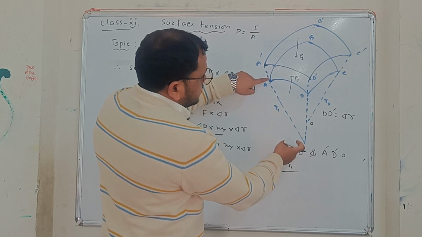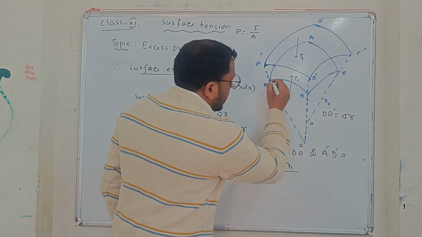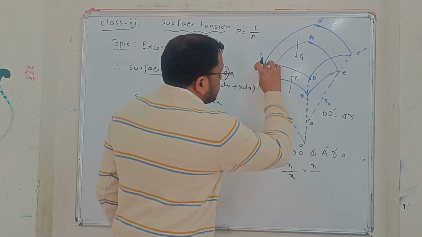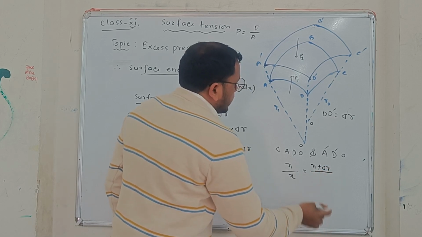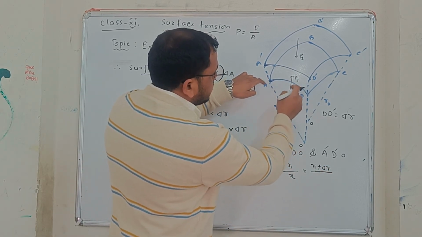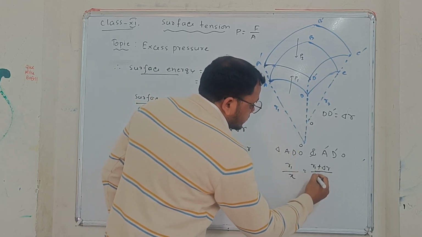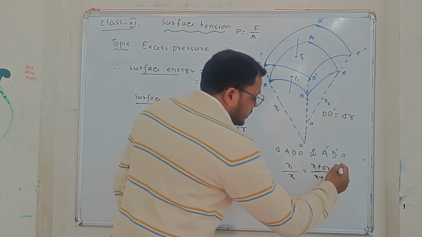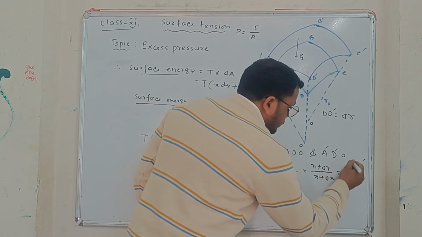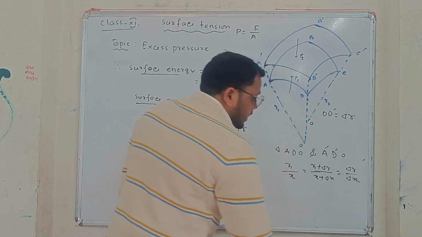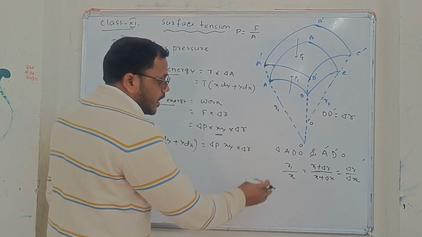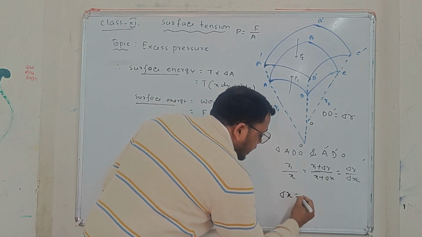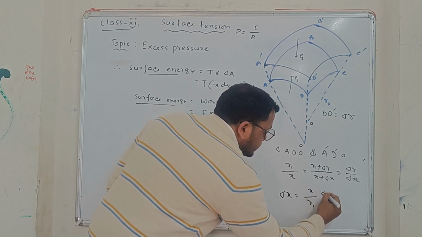R1 means this distance, so R1 divided by x, and this one is x. So we can write R1, and this length is delta R plus delta R. When we write R1 divided by x, then this is x plus del x here. And according to mathematics, we can also write del r divided by del x, which is also del r into del x. So from here we can find the value of del x. So del x equals x into del r divided by r1.